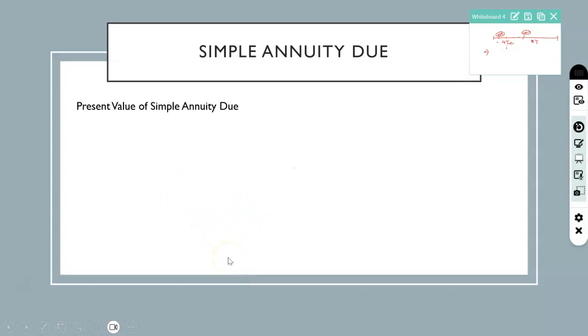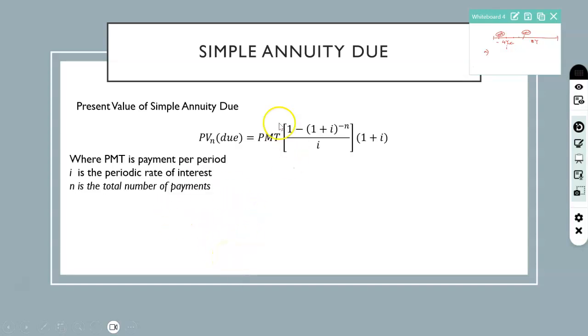Now the present value of a simple annuity due, for that we will use this formula. So the same annuity formula along with that (1 + i), where PMT is the regular payment, i is the periodic rate of interest, and n is the total number of payments.